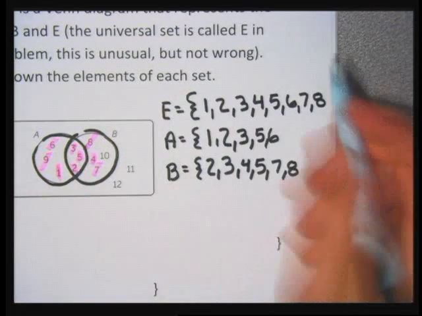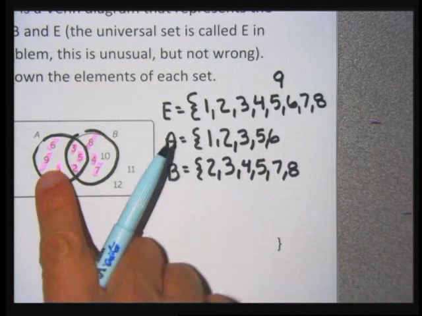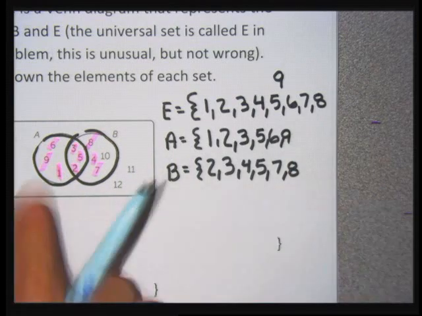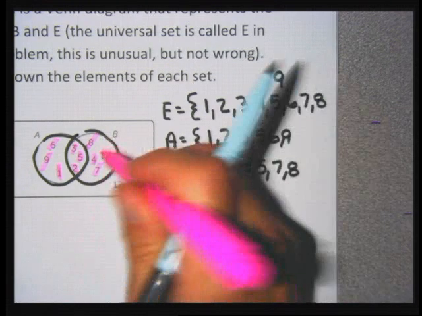9, again, it's part of the universal set. Kind of ran out of room there. It's in the A circle, so I'll put it in the A set. 9 is not in the B circle, so I won't put it in the B set.